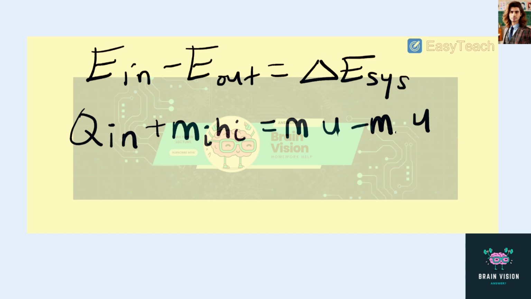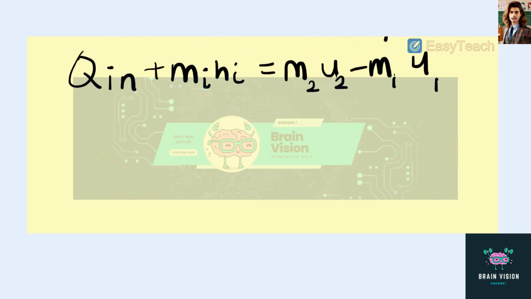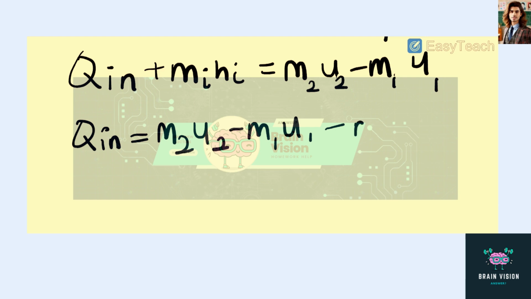minus m1u1. So we can solve for Qin and say Qin equals m2u2 minus m1u1 minus mi hi.